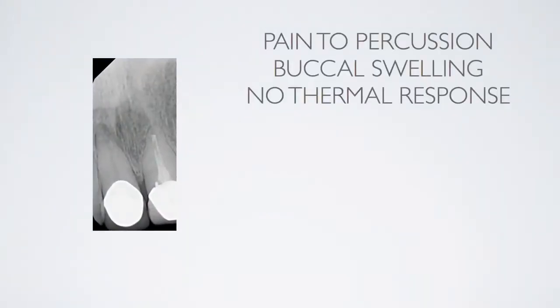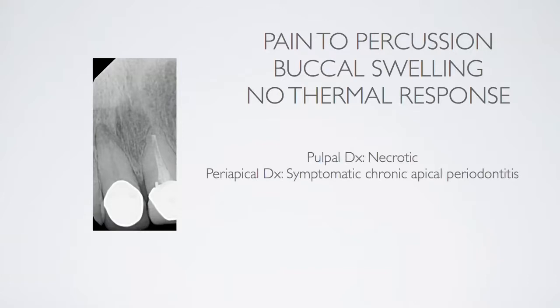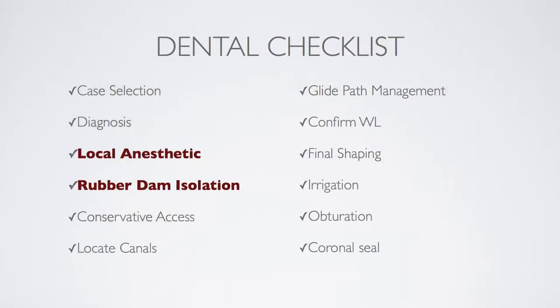Now that we have decided to take on this case, we will need a pulpal and periapical diagnosis. Upon oral exam and clinical testing, we noted these symptoms: pain to percussion, buccal swelling, and no response to cold or hot. So we came up with a pulpal diagnosis of necrotic pulp and a periapical diagnosis of symptomatic chronic apical periodontitis. Now that we have a diagnosis, we can proceed with the next 2 items on our checklist: local anesthetic and rubber dam isolation.